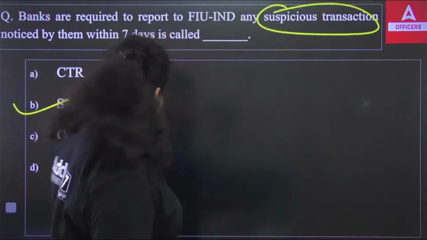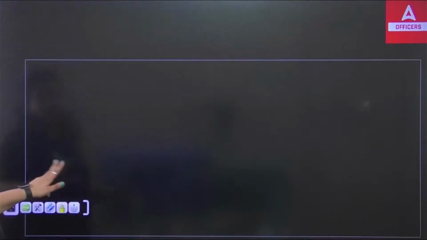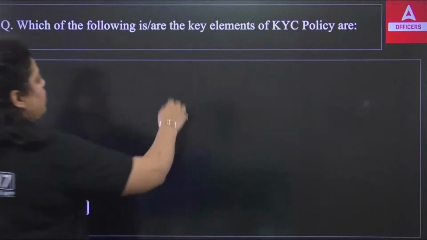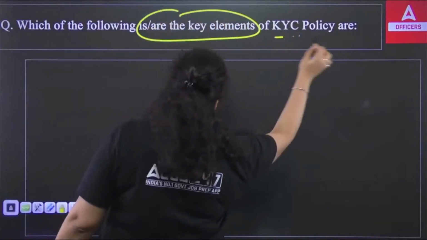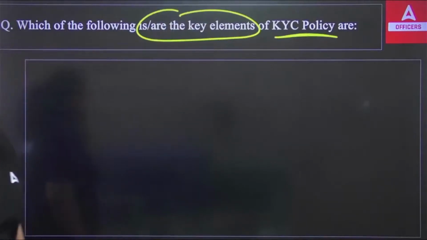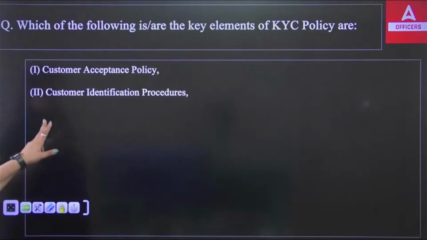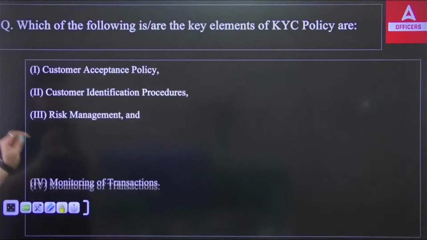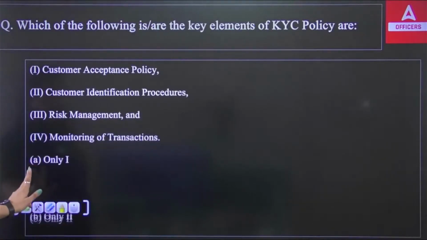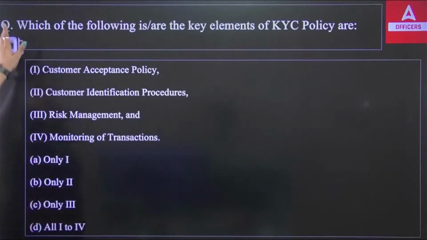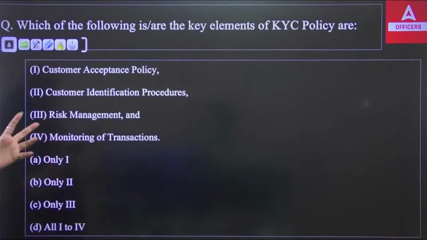Okay, next. So the next question we have here, which of the following are the key elements of KYC policy? We are talking about the key elements of KYC policy, know your customer policy. So first we have here customer acceptance policy, customer identification procedure, risk management, and the monitoring of transactions. Out of these 4 statements, which of the following is talking about the elements of the KYC? A, B, C, or D?